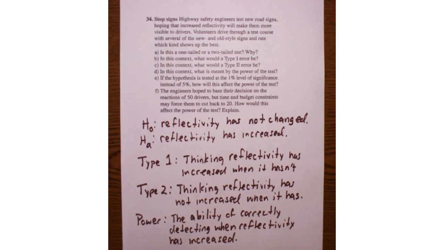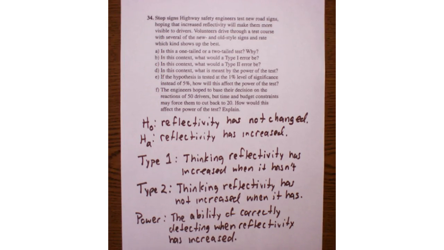A type 1 error would be thinking that the reflectivity has increased, thinking the signs are better, when in fact they aren't any better. And a type 2 error would be thinking that the reflectivity has not increased, when actually it has. So thinking that the new signs aren't any better, when in fact they are. And the power of this test is the ability to correctly detect when the new signs are better, when the reflectivity has actually increased.